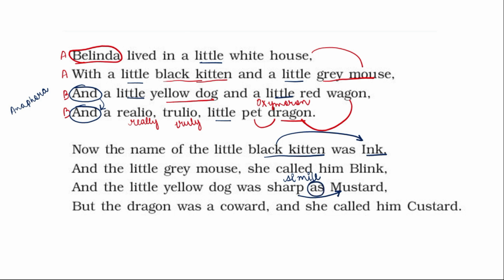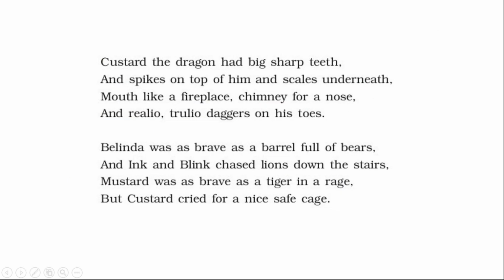And the characteristic of the dragon is that he is a coward. So she says the dragon is a coward, someone who is not brave or who is timid, and therefore has called him a custard. So if you see in this stanza also anaphora is used. So now let's see the third stanza.